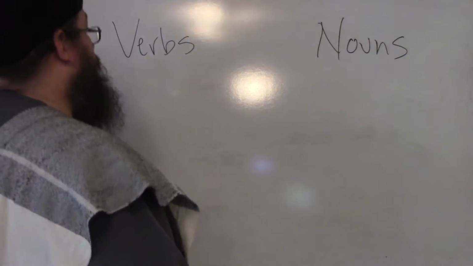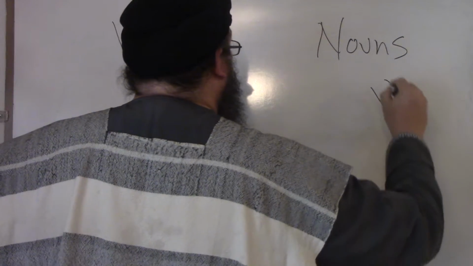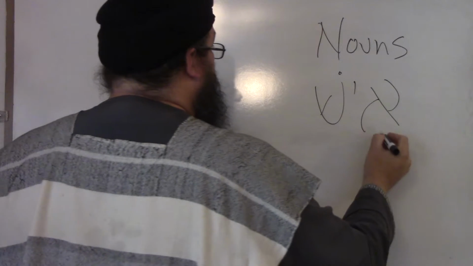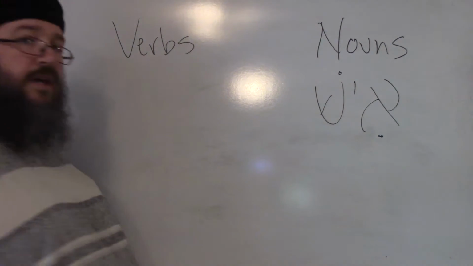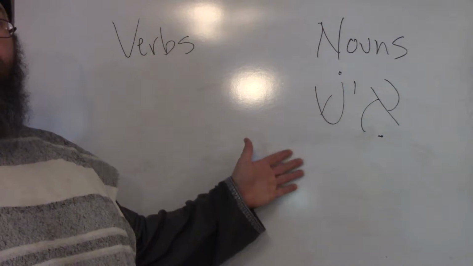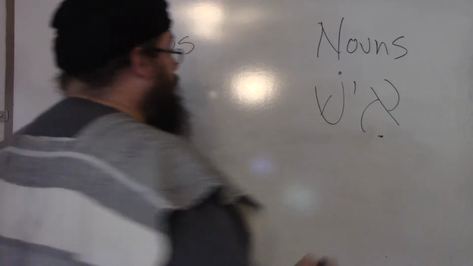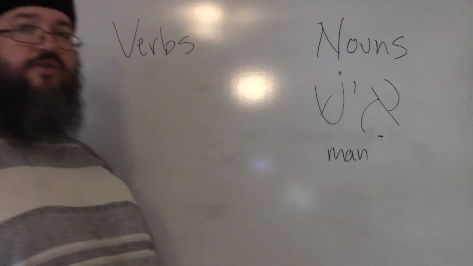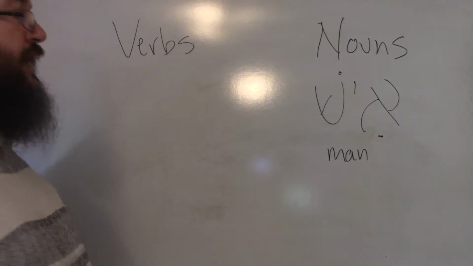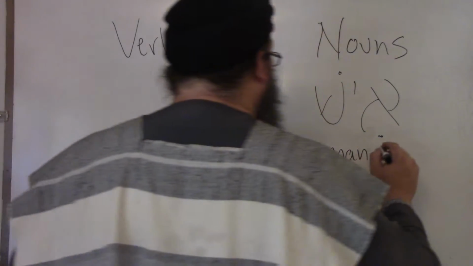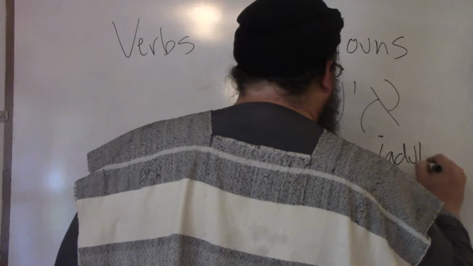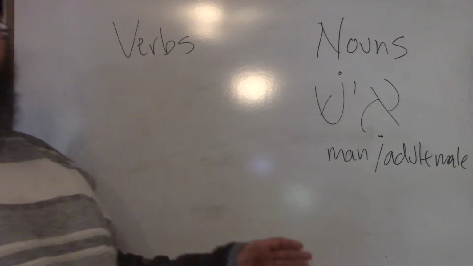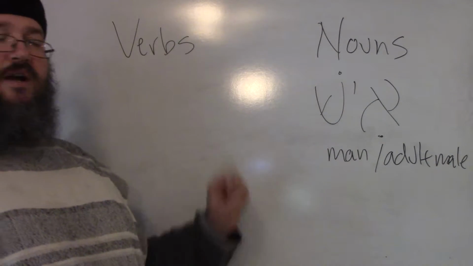Okay? So with regard to nouns, we're going to start with, for example, the word ish. Ish is the Hebrew word for man. So man as in an adult male. That's what we're referring to when we're talking about ish. Ish is an adult male. So man, adult male. Okay? So you have to understand what ish is, just so you get that concept here.